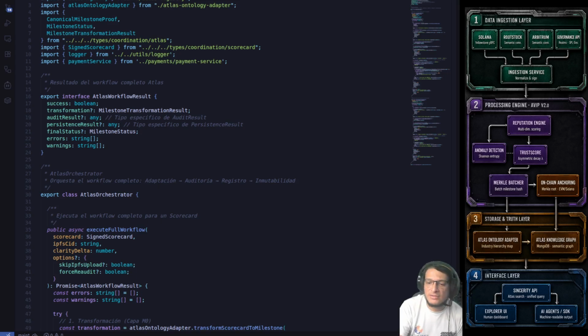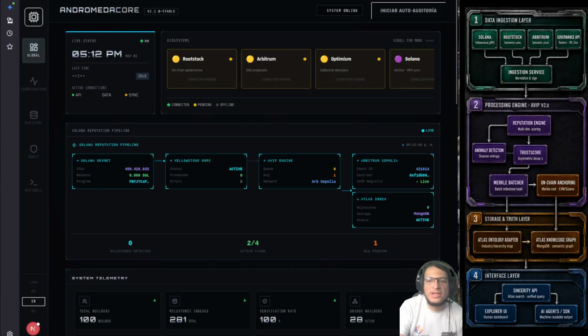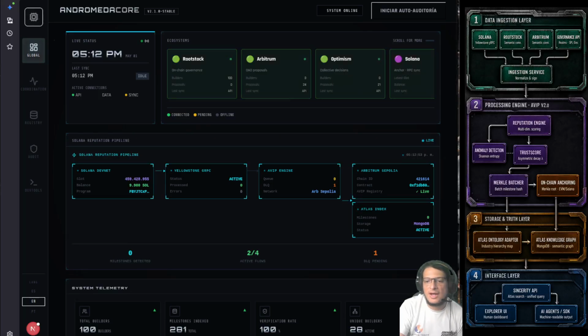These 4 files represent the complete data life cycle in Andromeda: detection, normalization, processing, and anchoring. Now for a quick test, we are on the main dashboard where we have real-time telemetry and can visualize the flow within our system. But let's head directly to the log section, especially the Atlas Explorer.